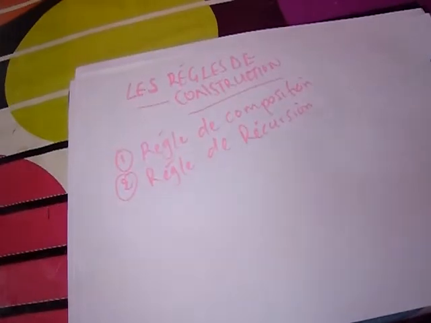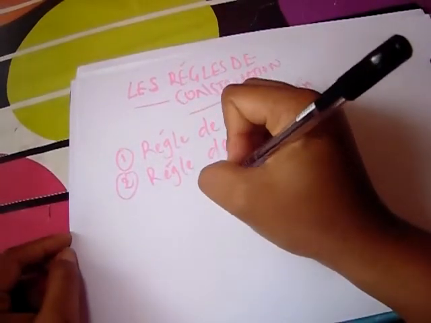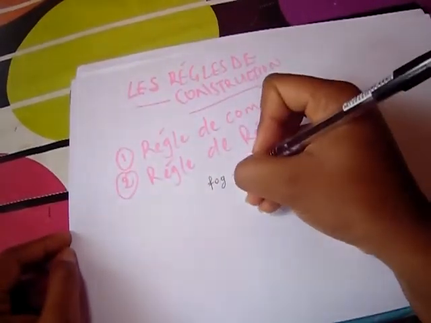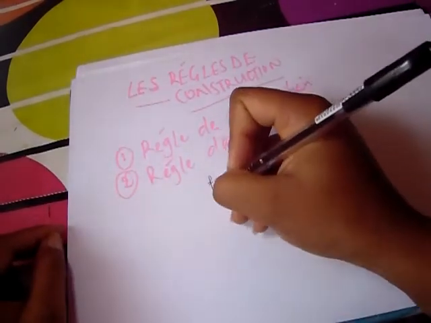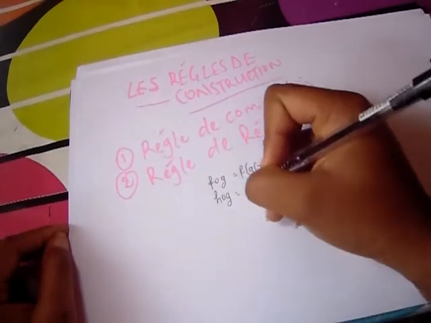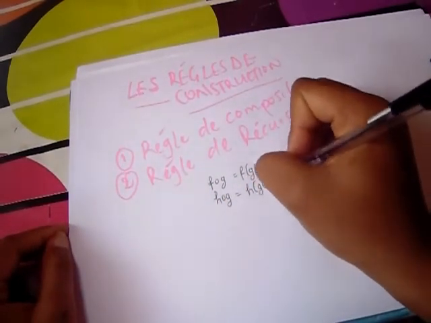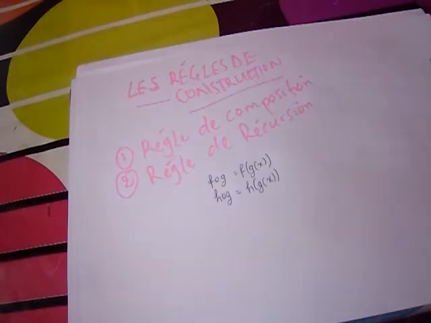g, where I should write that down. Let's say I have f rond g is the same thing as me saying f of g of x. If I have h rond g, it is the same thing as me saying h of g of x. So that's how the règle de composition is. You compose functions, you see. So we'll talk about the règle de composition, and after that we'll talk about the règle de récursion.